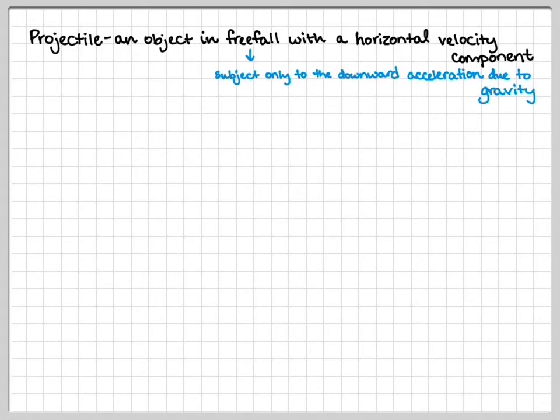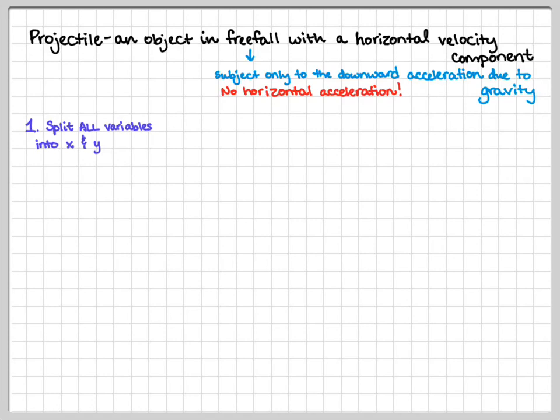We've been talking about projectiles, which are objects that are in free fall that happen to be moving forward at the same time. So to physicists, remember free fall means that your object is subject to only that vertical downward force due to gravity. There are no forces, there are no accelerations in the horizontal direction. When we are solving projectiles problems, your horizontal stuff and your vertical stuff are entirely independent of each other.